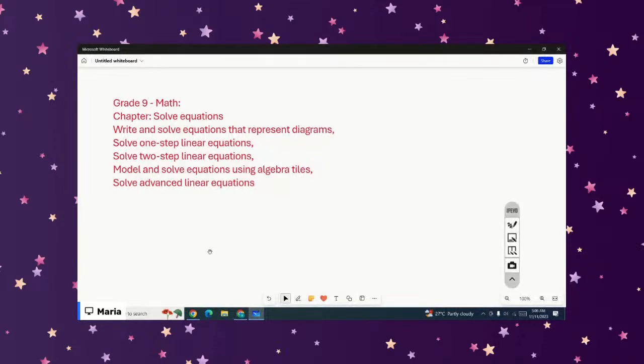We are here for grade 9 math. You can find all the lessons on aplusstudents.com. You have to log in there using your email address, and the password is provided by the administrator.